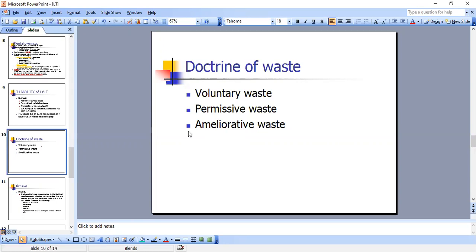Voluntary waste occurs when a tenant engages in conduct, intentionally or negligently, that causes a decrease in the value. That's voluntary. Permissive waste occurs when the tenant neglects the property and it falls into disrepair or does not make ordinary repairs. He lets it fall apart. Ameliorative waste occurs when a tenant makes substantial alterations to the property. Even if it increases the value of the premises, the tenant must restore the premises to the original condition. So these are the doctrines of waste. Sometimes you get these on MBEs, and sometimes I've seen them on essays where we have to write up all three.